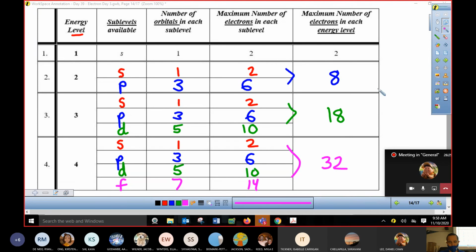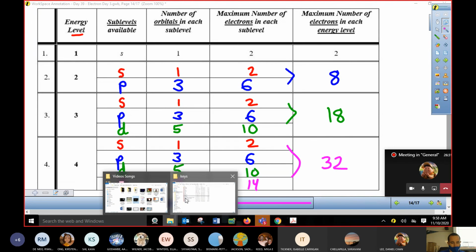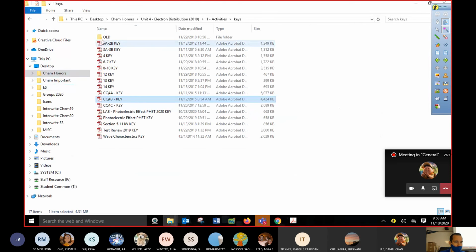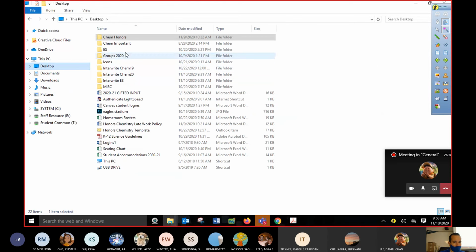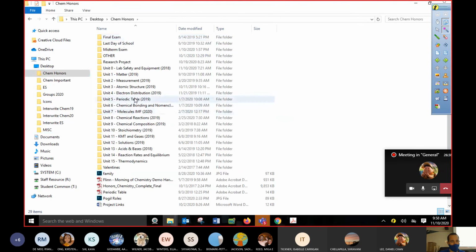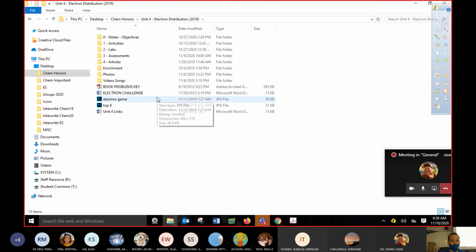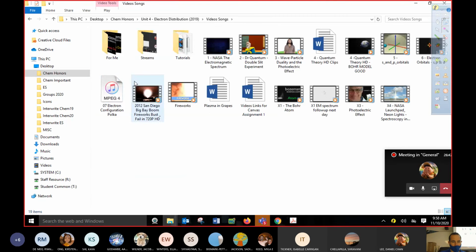So let me show you a quick video clip. There's no sound to it, so I'm not going to turn my sound on. This is a quick animation showing you how the s's and the p's fit together. Neon has 10 electrons, so this is going to show you where neon's 10 electrons would go.